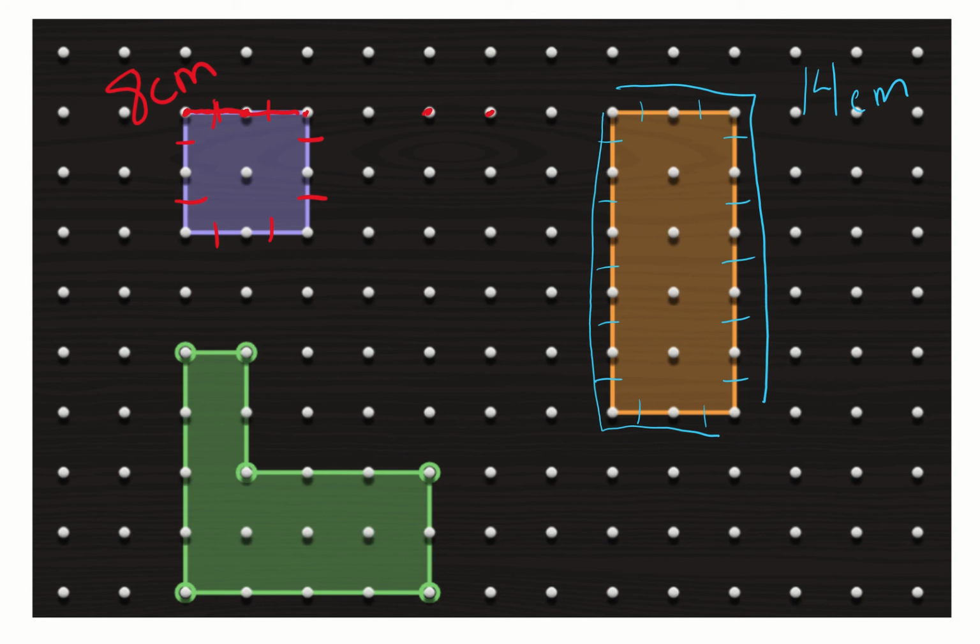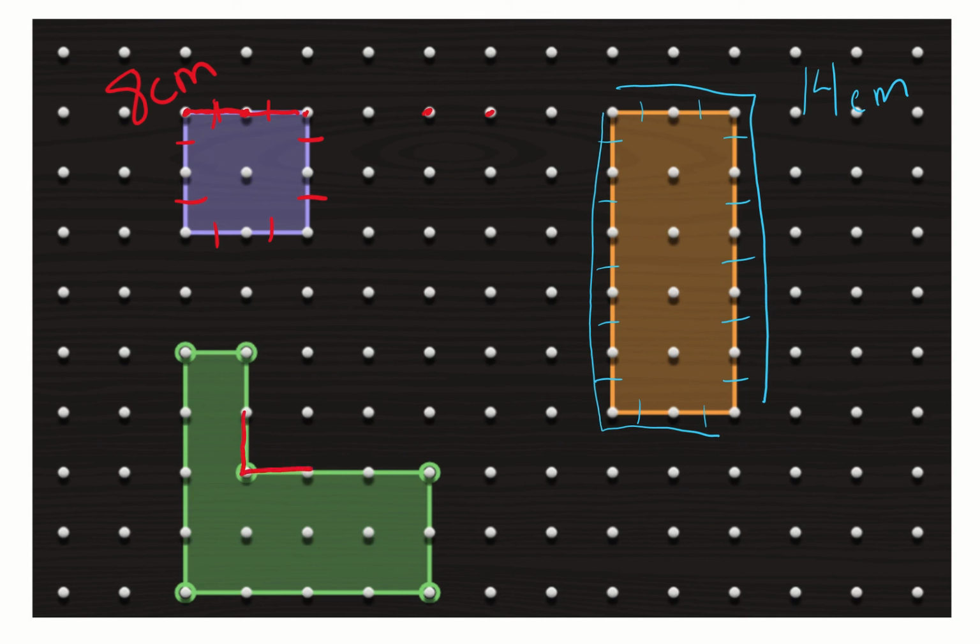Let's have a look at this green one here. This is kind of an irregular shape that we have. Oftentimes there are certain edges that aren't counted when we look at irregular shapes, and we'll come to that. Oftentimes the ones that are missed might be here and here. One of these might be missed.